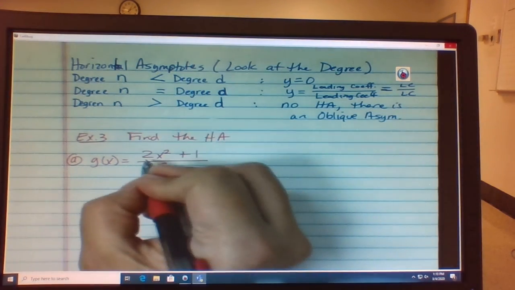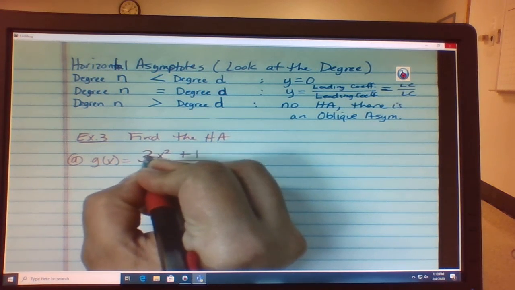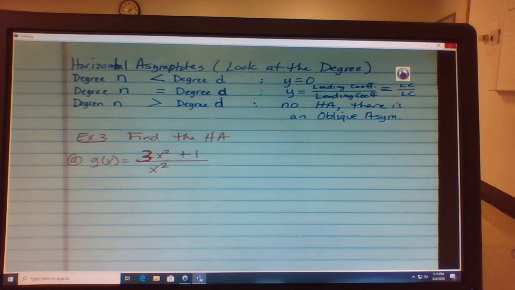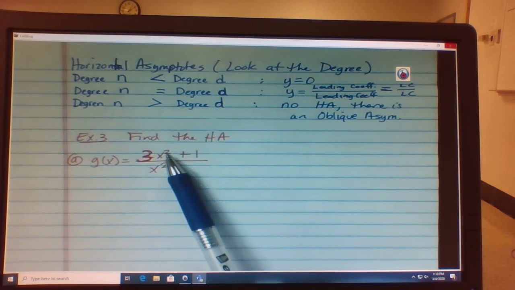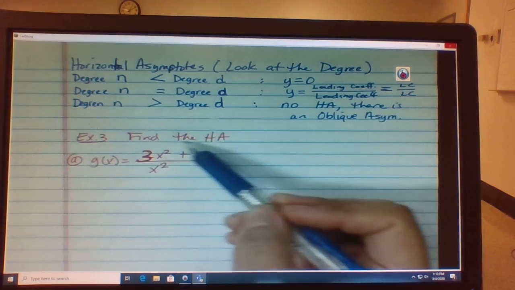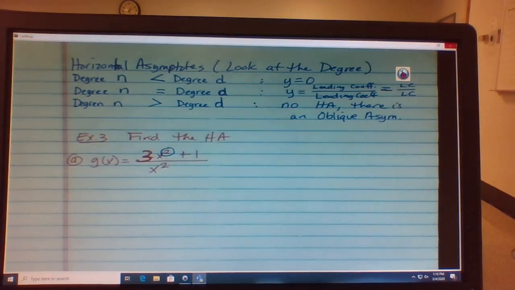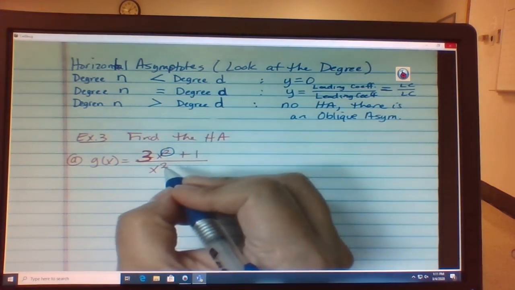Let's make this 2 into a 3, because then we're going to get confused. I want to know exactly who you're talking about. So make this 3x squared plus 1, over x squared. Now, what's the degree of the top? That square, that 2. What's the degree here?